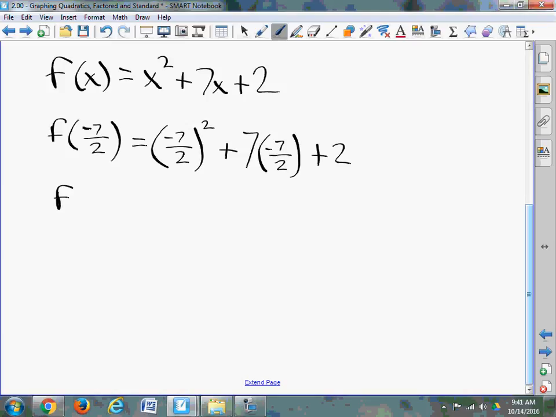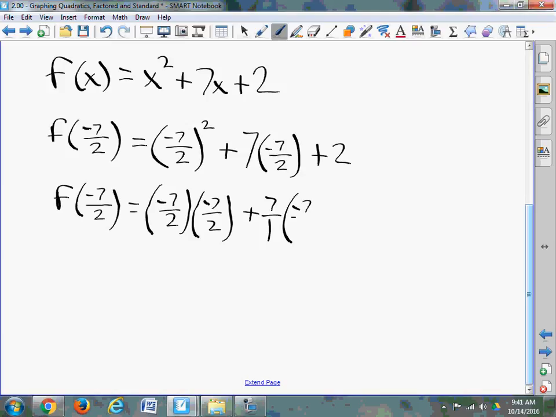All right, to square something, what you're doing is you're multiplying it by itself. So this is essentially saying negative 7 over 2 times negative 7 over 2. And this is saying 7 over 1 times negative 7 over 2. All right, and we're going to make this 2 over 1 because we're probably going to need to change this so that everything's a fraction in just a moment. So f of negative 7 over 2 is equal to, so now I'm just multiplying straight across.